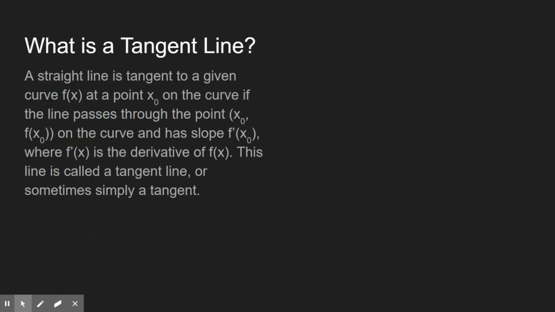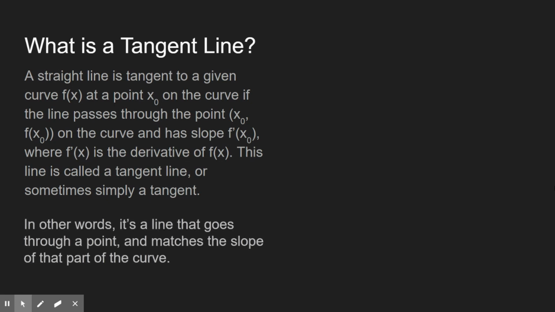So what is a tangent line? The official definition for a tangent line says, a straight line is tangent to a given curve f of x at a point x naught on the curve if the line passes through the point x naught, comma, f of x naught on the curve, and has a slope of f prime of x naught, where f prime of x is the derivative of f of x. This line is called the tangent line, or sometimes simply called a tangent.